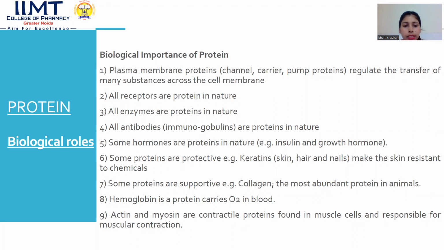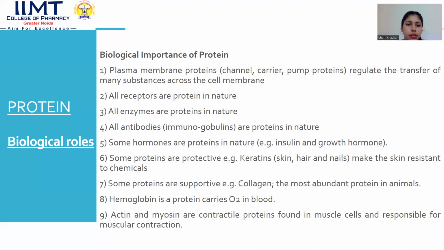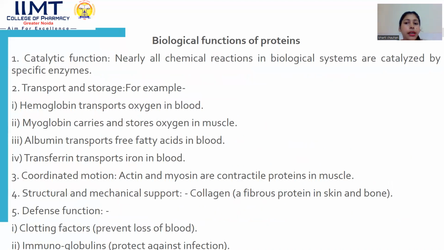Okay. Next, some proteins are protective. For example, keratins are found in skin, hair, and nails and make the skin resistant to chemicals. Some proteins are supportive. For example, collagen, the most abundant protein in animals. Hemoglobin is a protein that carries oxygen in blood all over the body. Actin and myosin are contractile proteins found in muscle cells and responsible for muscular contraction. So this is the importance and function.